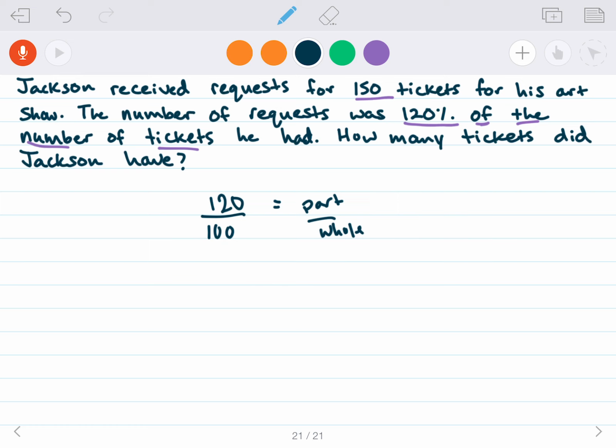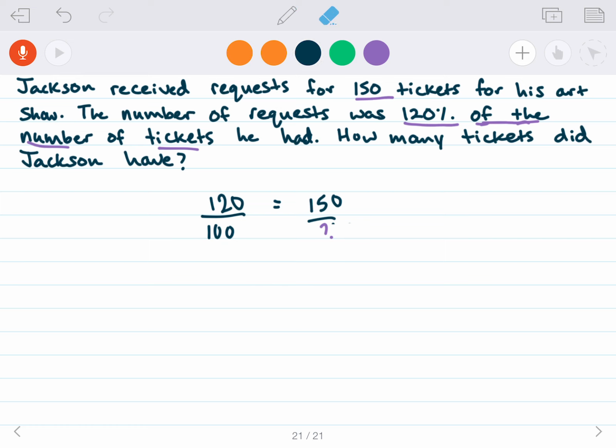And the part is going to be, we're looking for the whole, right, because it comes after of. How many tickets did he have? That's what we're looking for. So we're looking for the whole. And the part is going to be 150. You received requests for 150 tickets. The number of requests was 120% of the number of tickets he had. What is the number of tickets he had? We're looking for the whole, okay?